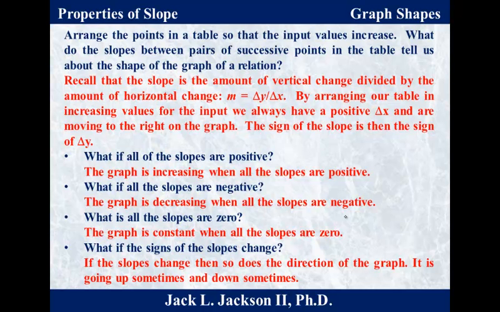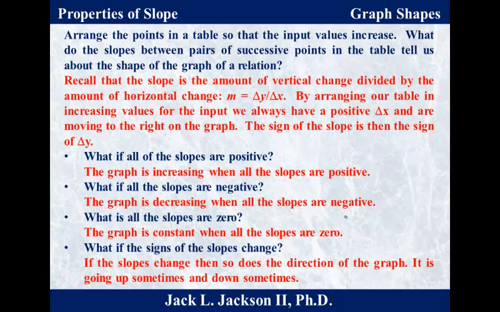So that means that the slopes are all positive, the graph is increasing. If the graph is increasing, the slopes are positive. If the slopes are positive, the graph is increasing. The slopes are negative if and only if the graph is decreasing, and the graph is constant if and only if the slopes are all 0.